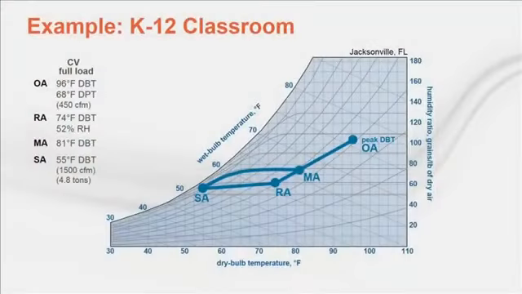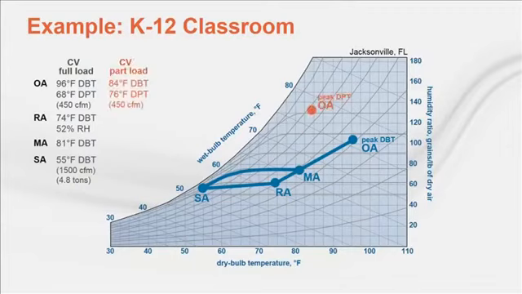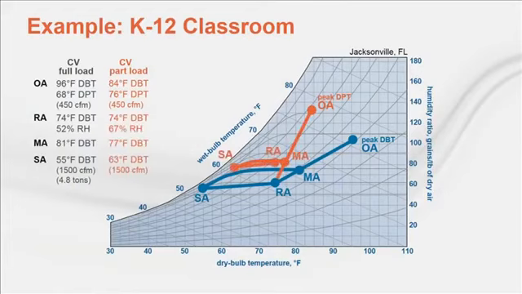Plotting the system on a psychrometric chart, the resulting relative humidity in the classroom is about 52% at full load design conditions. Now let's look at an example part load condition, like a warm, humid day. When the sensible cooling load in the space decreases, the system with a constant speed fan continues to supply a constant volume of air to the zone, 1,500 CFM in this example.